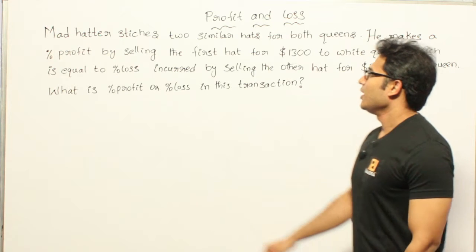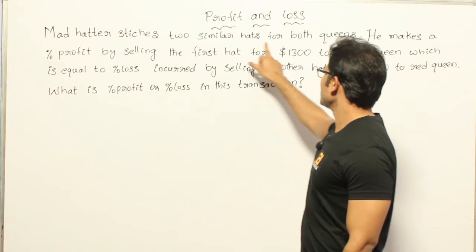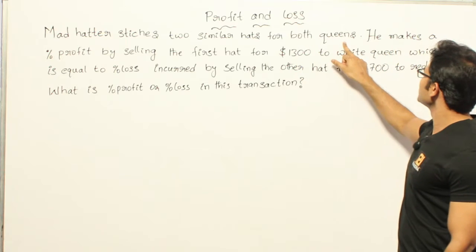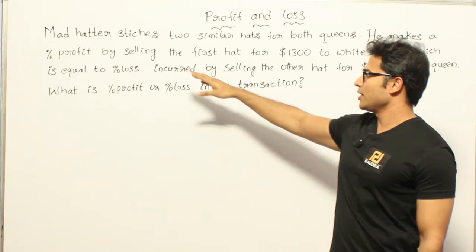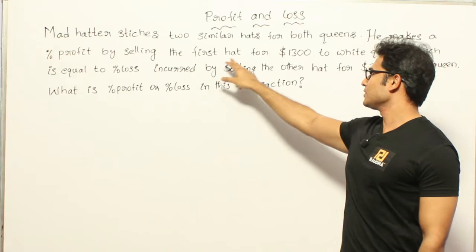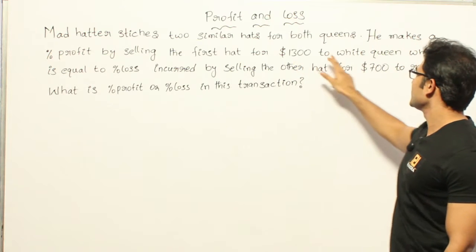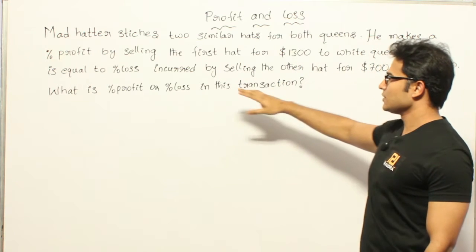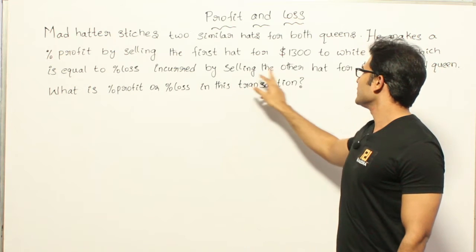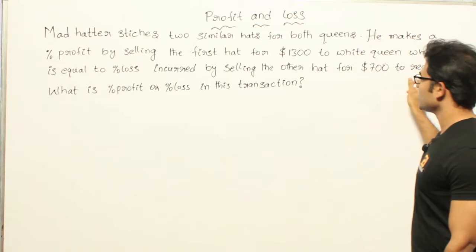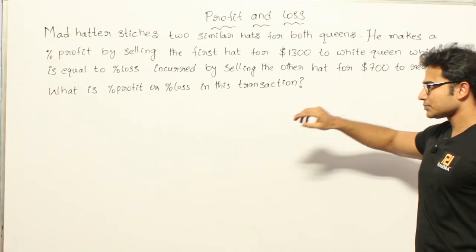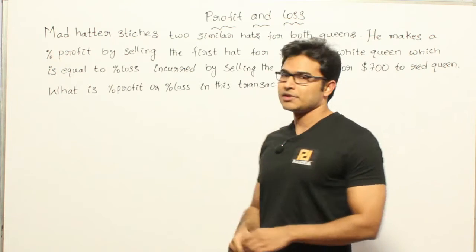Mad Hatter stitches two similar hats for both pins. He makes a profit percent by selling the first hat for $1300 to the White Queen, which is equal to the loss percent incurred by selling the other hat for $700 to the Red Queen. Now, what is the profit percent or loss percent in this transaction?